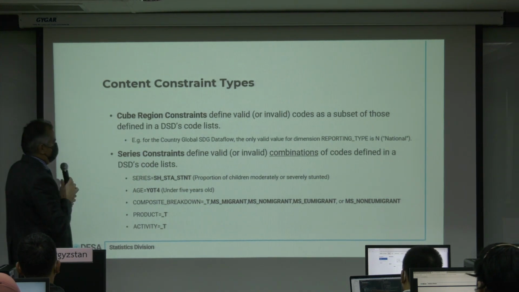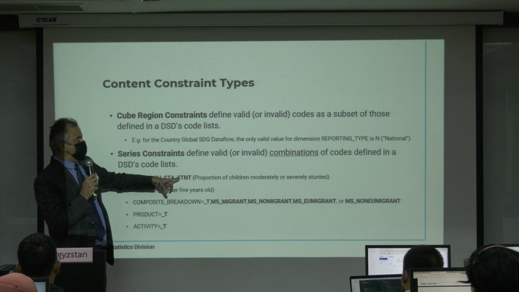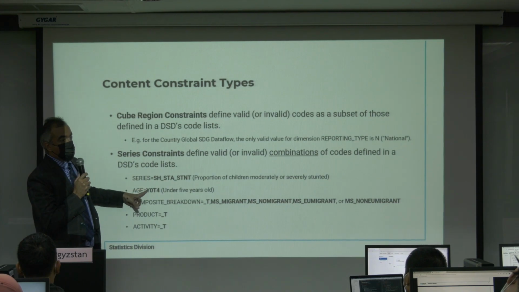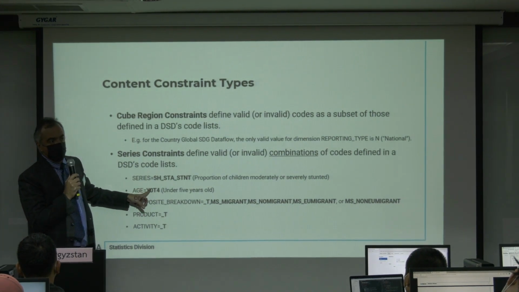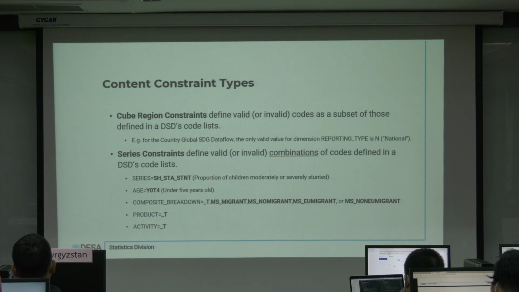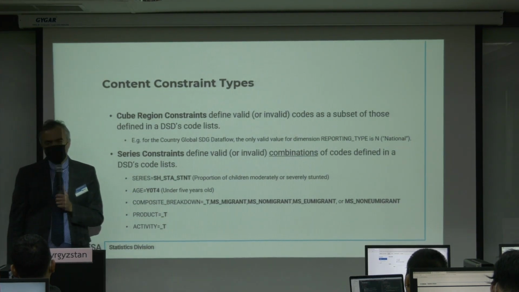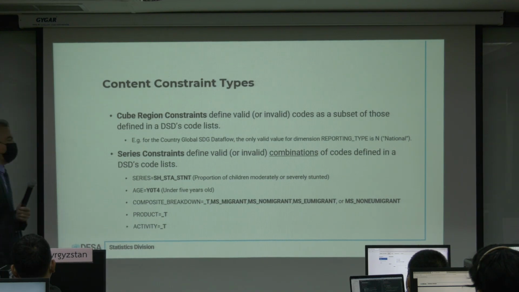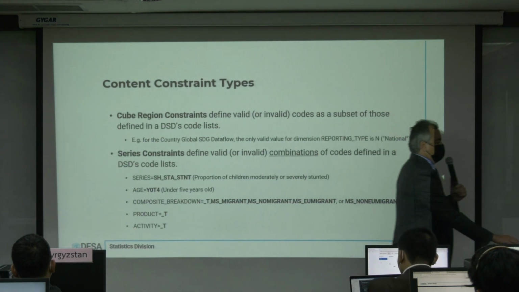Or if someone tries to send proportion of children moderately or severely stunted, age total, it will also be rejected. Total is not a valid code for this indicator. This indicator is only defined for children under 5 years of age. And the age group must be just that, under 5 years old. Is this clear? Any questions? All right, looks like we're good.